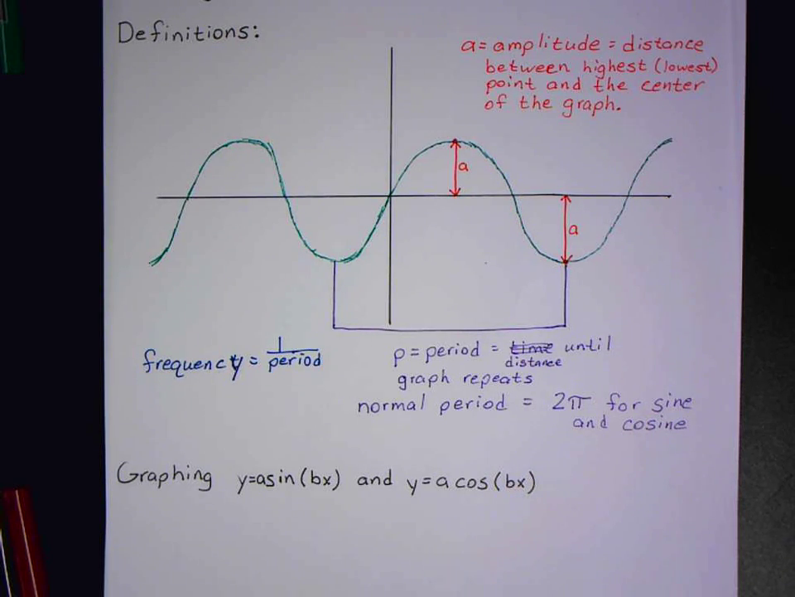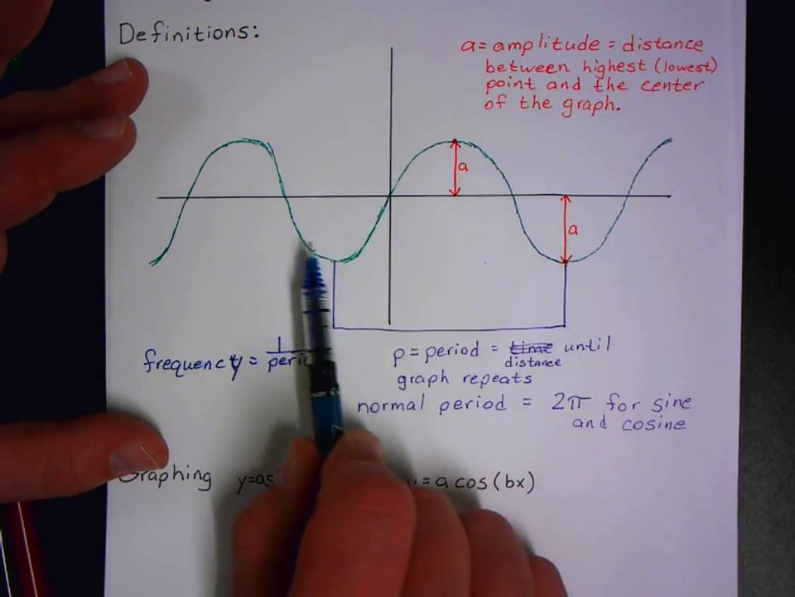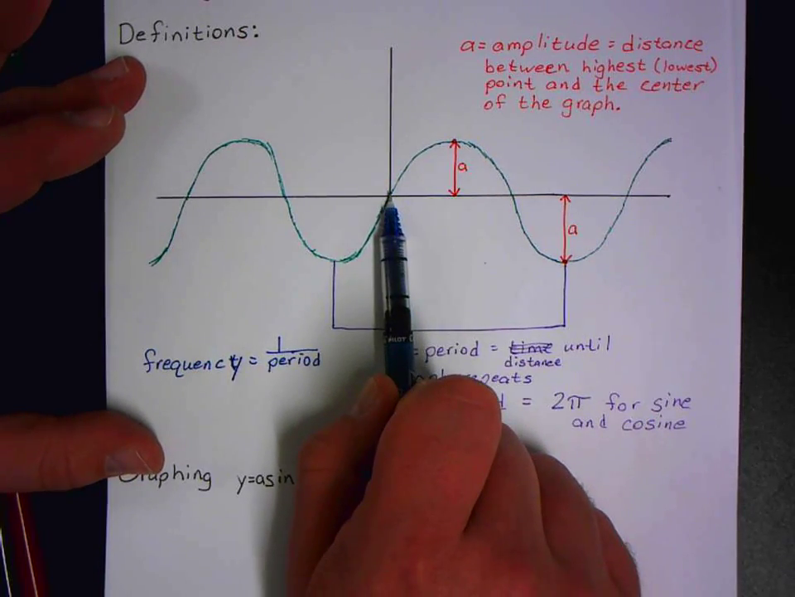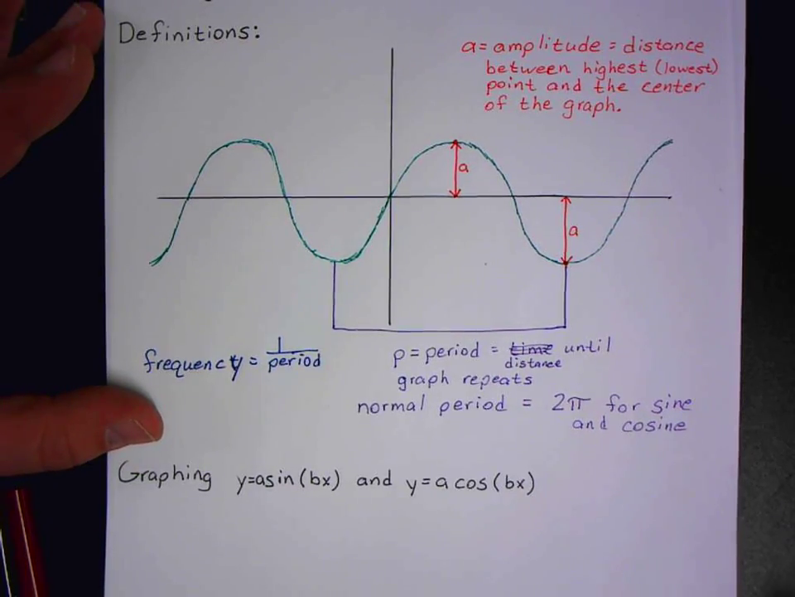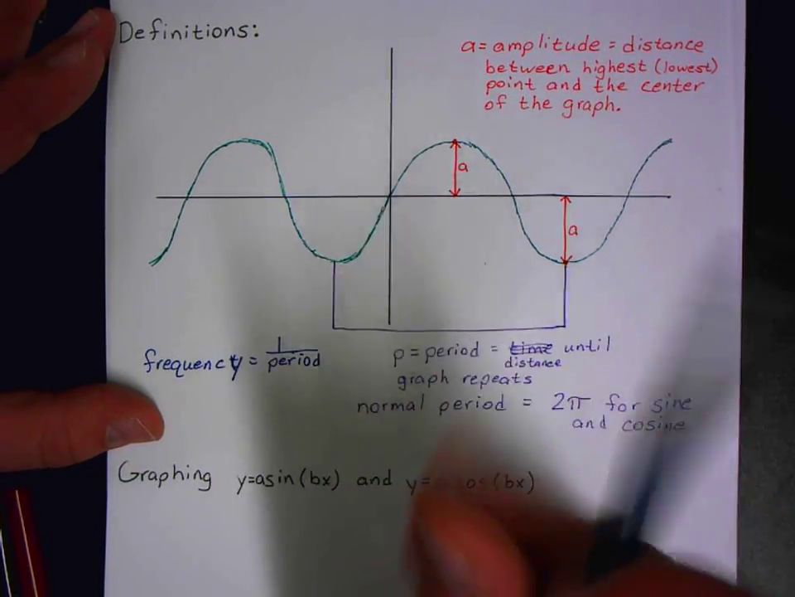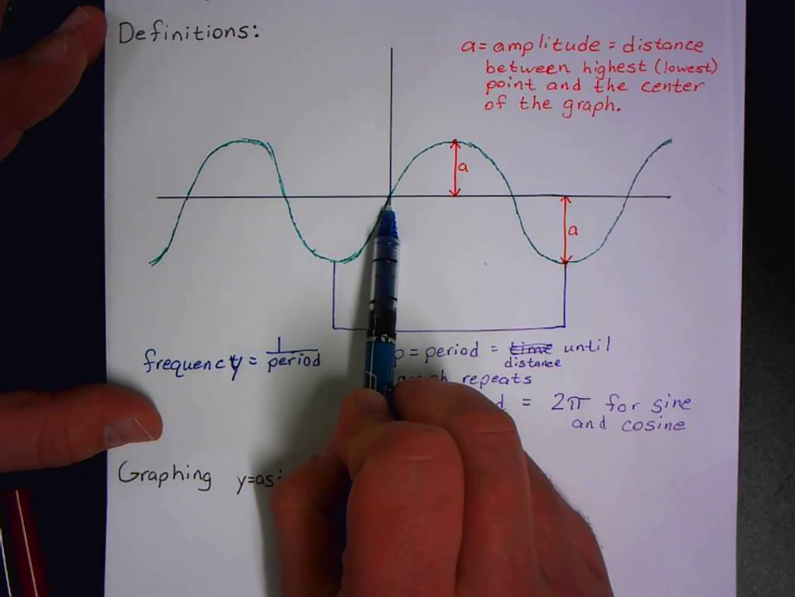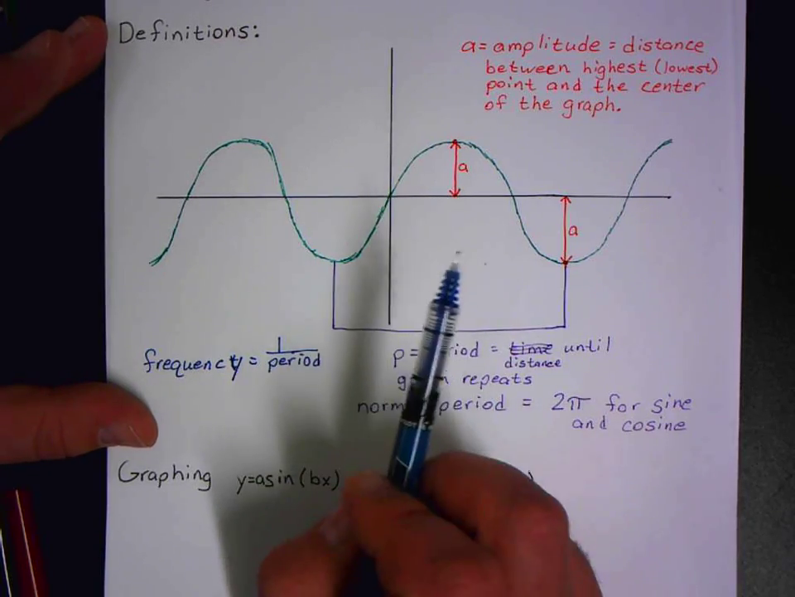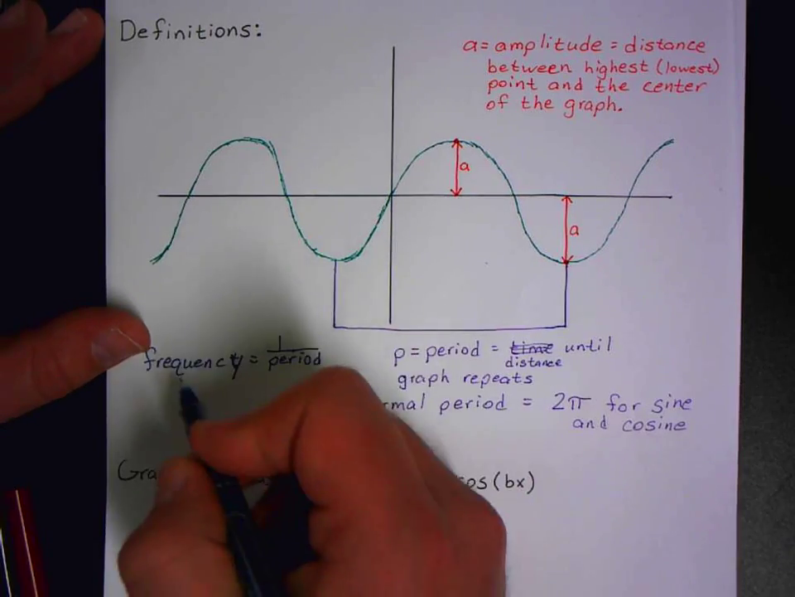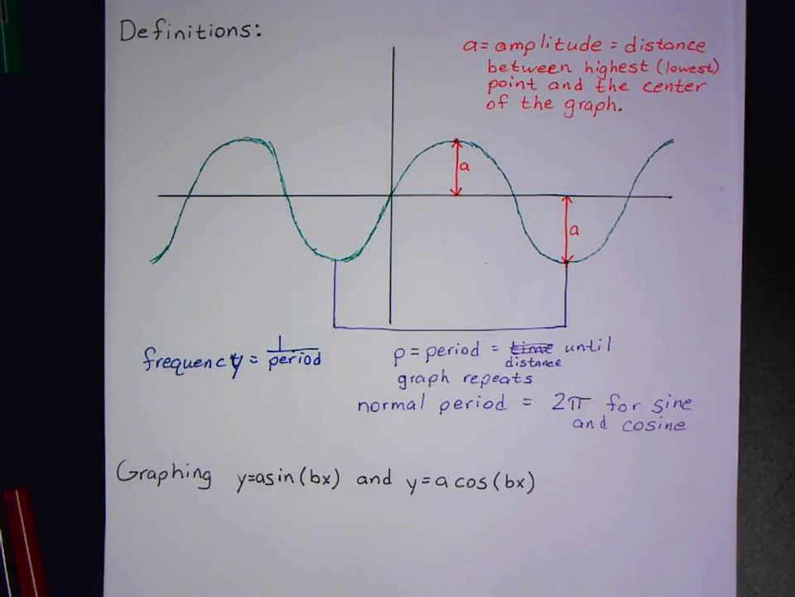Frequency is how many waves pass a point per second, or per a given amount of time. So if I take this point, how many waves pass this point in a second? That's frequency. Again, we'll talk more about that later. I'm not too concerned, but that's why I changed the period from time to distance, because frequency is the one that deals with time, not period.